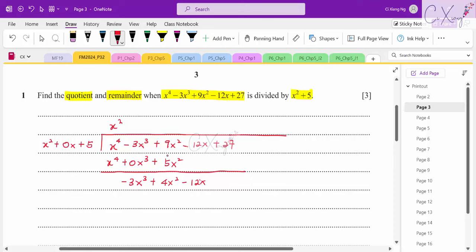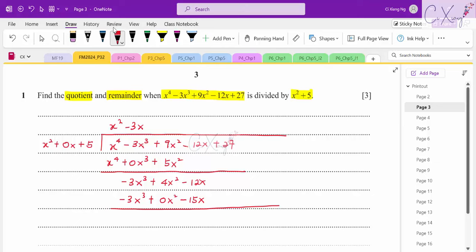Alright, so again, let us focus on the first term one more time. I'm having currently negative 3x cubed and also x squared. Something multiplied with x squared to get negative 3x cubed. So what is the something here? The something here should be negative 3x. So negative 3x multiplied with x squared, I get negative 3x cubed. Then 0x squared. Then negative 3x times 5 is negative 15x. Then I draw a line again. Then I subtract the bottom from the top. So negative 3x cubed minus negative 3x cubed, I got 0.